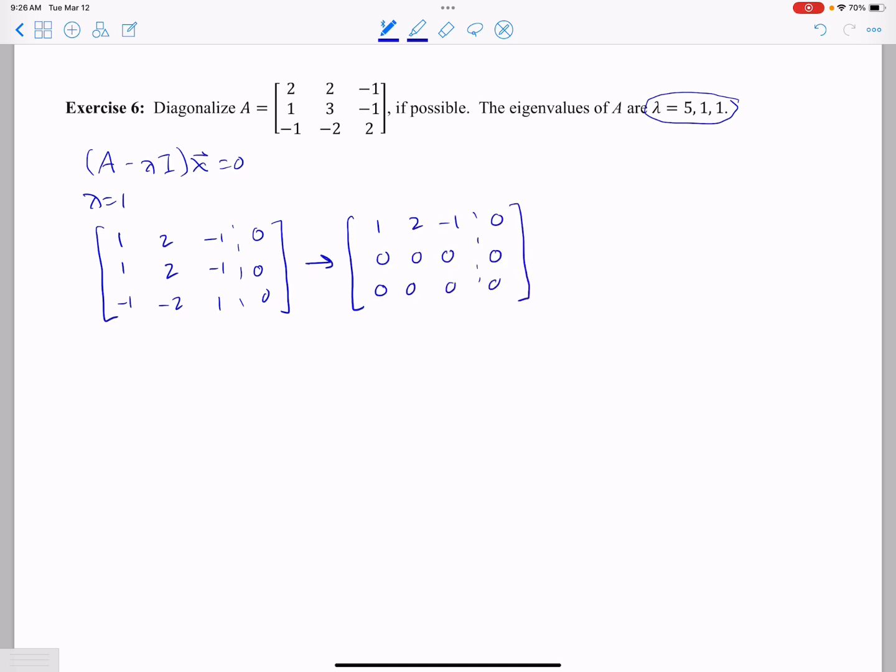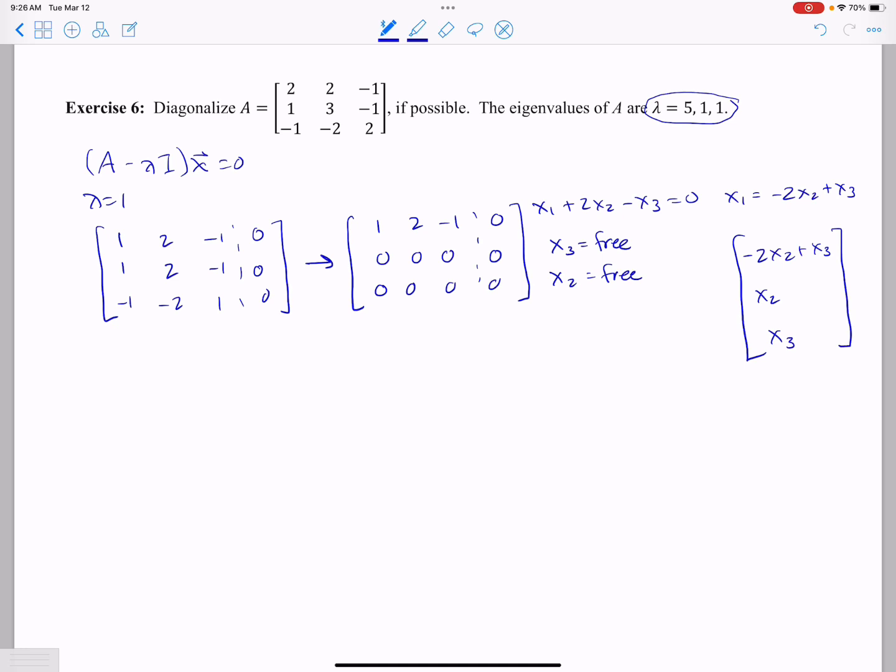Notice that I have 2 free variables, so x3 is free, x2 is free, and the first line says that x1 plus 2x2 minus x3 equals 0. So x1 is equal to negative 2x2 plus x3. So generic form, x3 is free, x2 is free, and I have negative 2x2 plus x3. Because there are 2 free variables, I will have 2 basis elements corresponding to lambda equals 1.